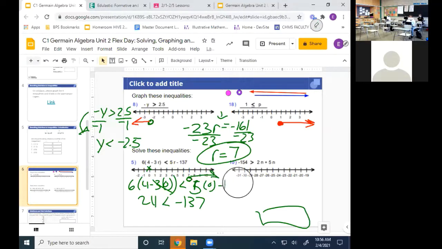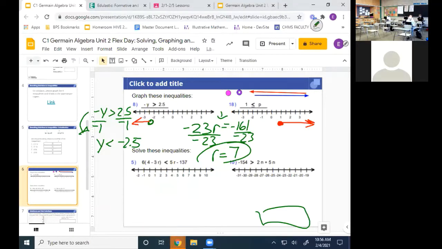Let me erase and I'm going to draw that in again because I have a lot of stuff there. We have our 7 and it's going to the right. Good. Or they just disappear.